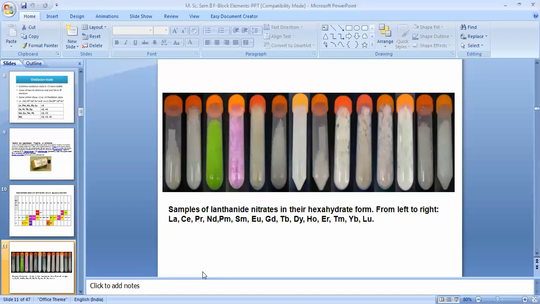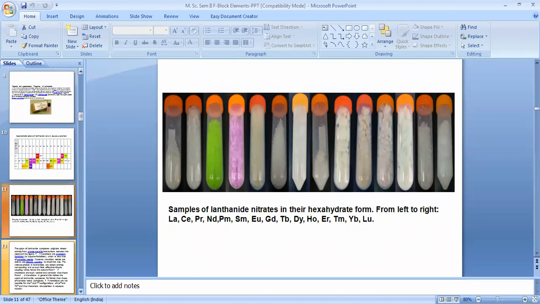See, these are the colors for the lanthanide nitrates in their hexahydrate. That means lanthanum nitrate 6H2O, cerium nitrate 6H2O, then praseodymium nitrate 6H2O. It is somewhat yellowish green in color, violet. So all these 15 members in their corresponding nitrates with their hexahydrate, that means containing 6 water molecules. So this is how we can see the different colors.